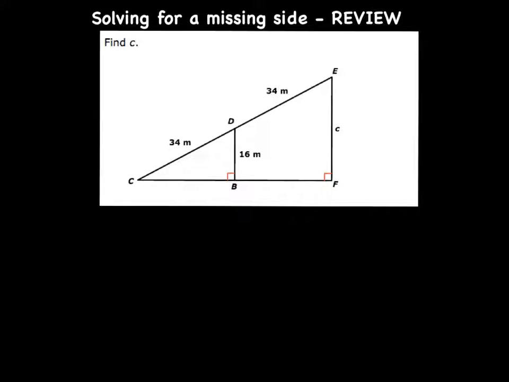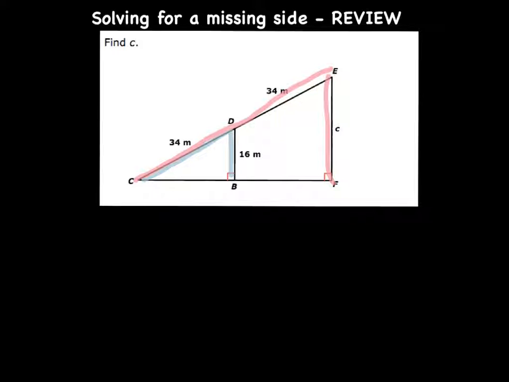Alright, so let's do a quick review of how we solve for a missing side in similar triangles. So remember that when you've got a little triangle inside a bigger triangle, we call those nested triangles, and they are similar. So in this example, the smaller triangle has a height of 16, hypotenuse of 34. The bigger triangle has a height of C, that's what we're going to be solving for, and a hypotenuse of 68. 34 plus 34 is 68.